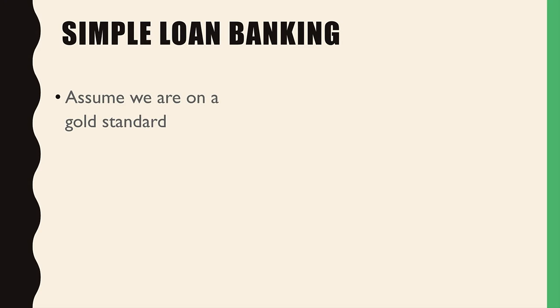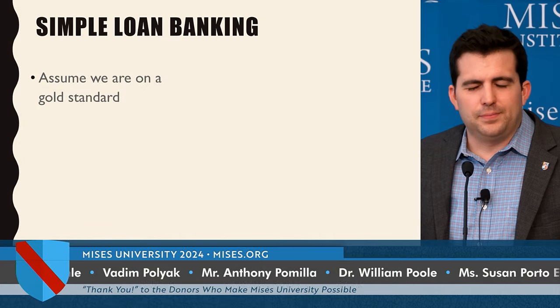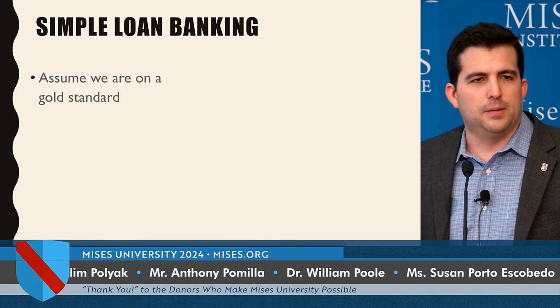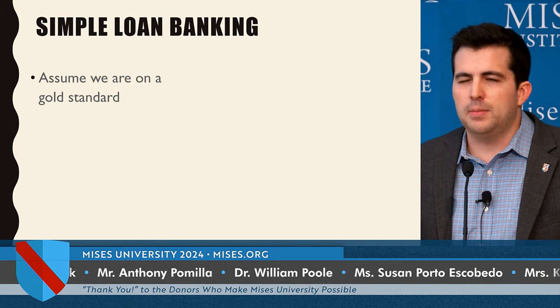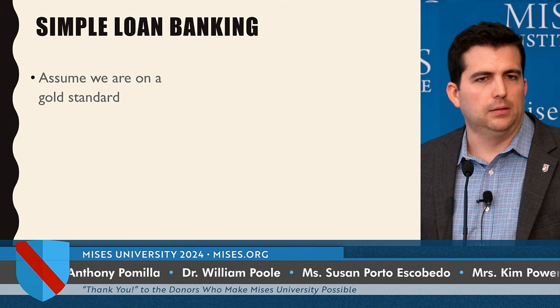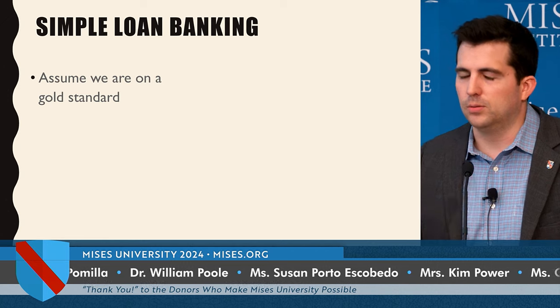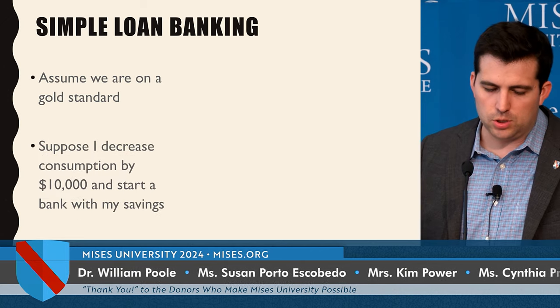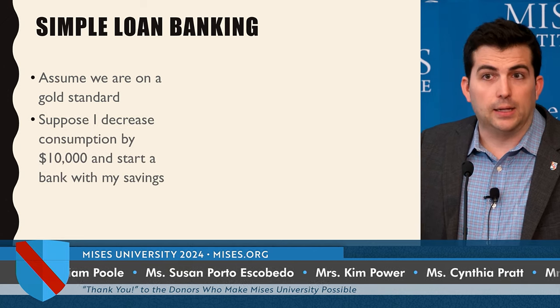All right, so we're going to start off with loan banking. So assume we're on a gold standard. It's the gold standard we all know and love. So, I decide that I like being an economics professor, but maybe it's just not for me. I'm interested in making some money. I want to live large. I want to advance. So I'm going to start my own bank.